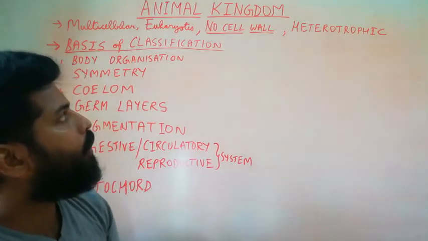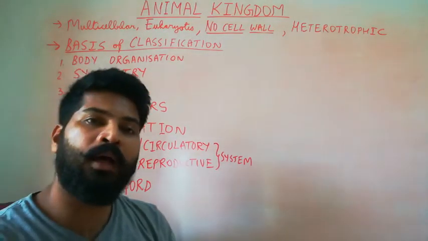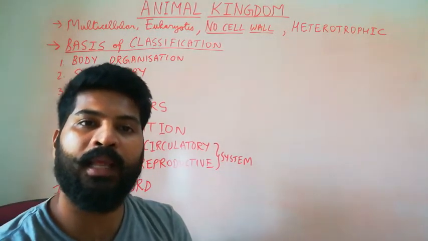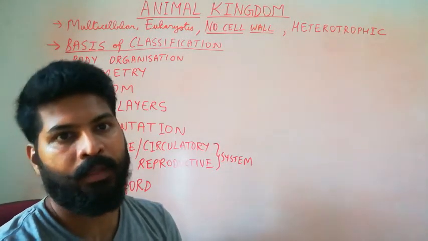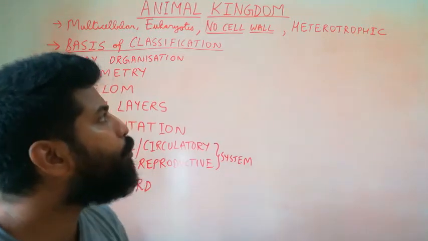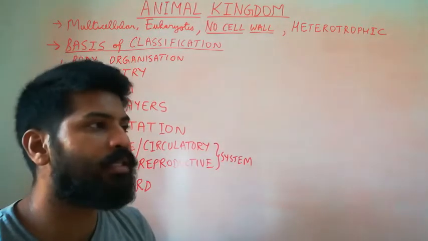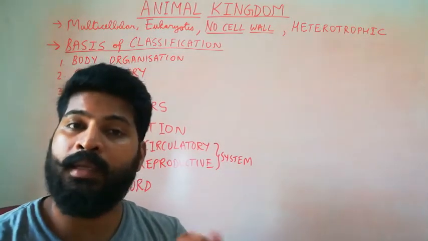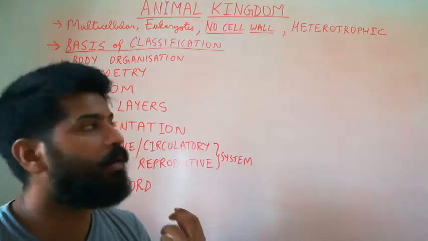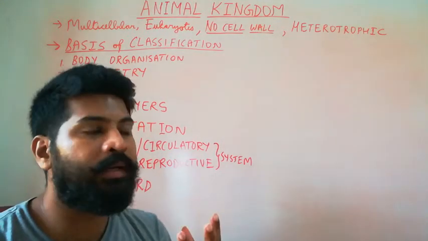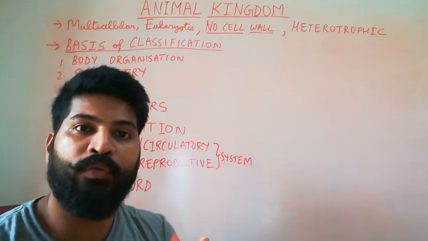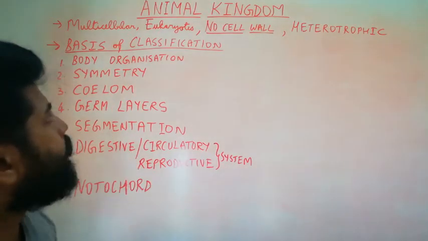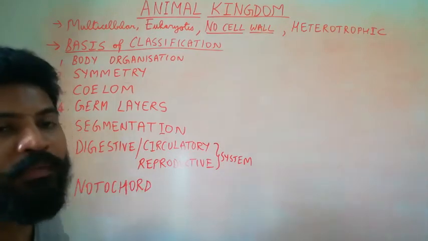Also, animals are heterotrophic. They depend on other organisms for their food. They exhibit different modes of heterotrophic nutrition. They could be parasites, they could be symbiotic. They also exhibit holozoic mode of nutrition, etc. So that is about the general properties of animal kingdom.